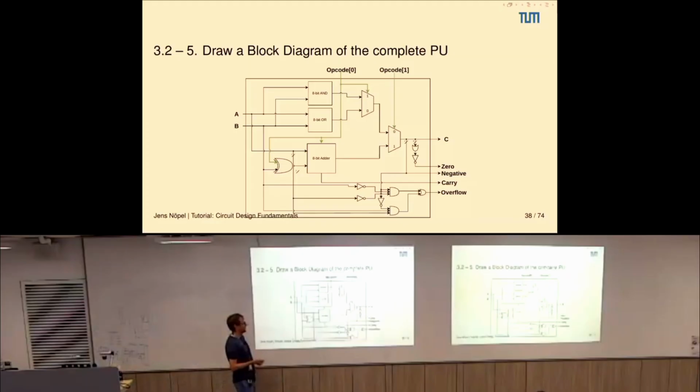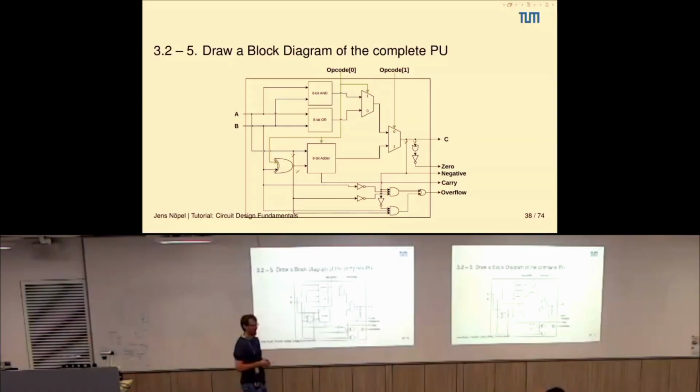All right, so okay, then let's discuss the solution of drawing a block diagram. So this should look very familiar if we only have a look at the in and the outputs. So we have A and B as inputs, C as our result. Here we have one opcode bit, here we have the other opcode bit. Then we have our flags, 0, negative, carry, and overflow. And now the question is, what different modules do we need? How do we use them, connect them?